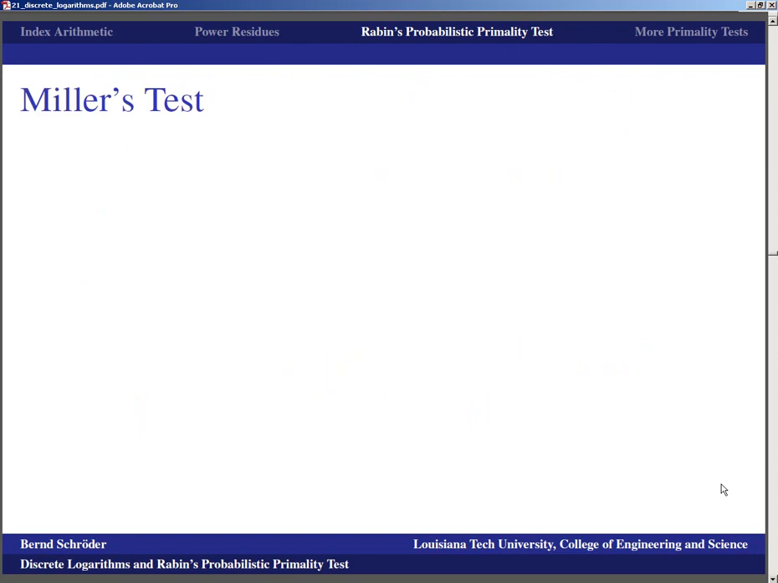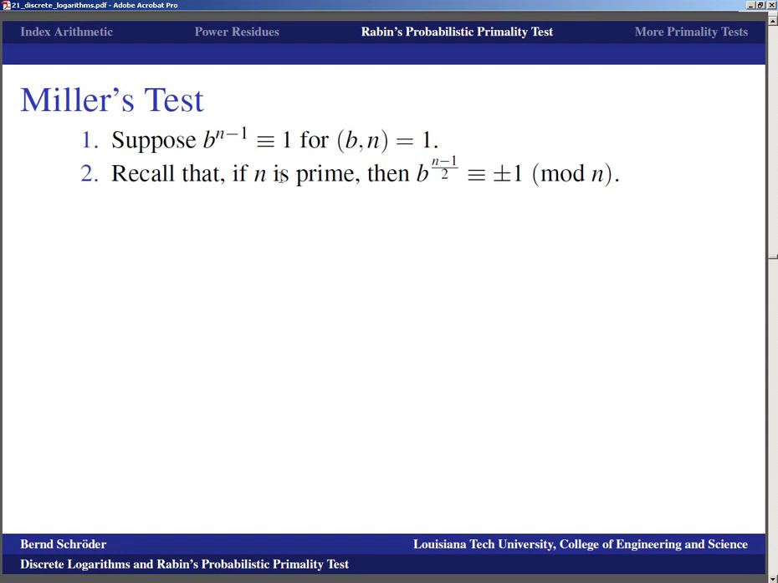So, what was Miller's test? Maybe I should have put that panel before I started the whole thing. But Miller's test started with something that said Fermat's test delivers what could be a false positive or a correct positive, and that is, okay, it would be a false positive in case n really is composite, but suppose b^(n-1) is equivalent to 1 for the greatest common divisor of b and n being equal to 1 for an appropriate base.